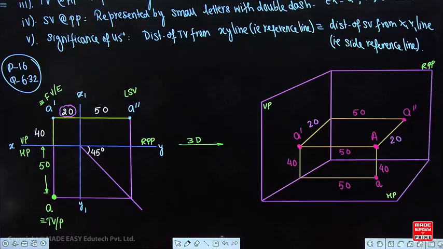Rohan Chaudhary says: in the first quadrant, at a distance of 50 from VP, 40 from HP and 20 from PP, correct. Rohit Sharma says, sir, repeat the five points. Okay, I will repeat. But which answer is correct? Muhammad Saqib is saying option D.